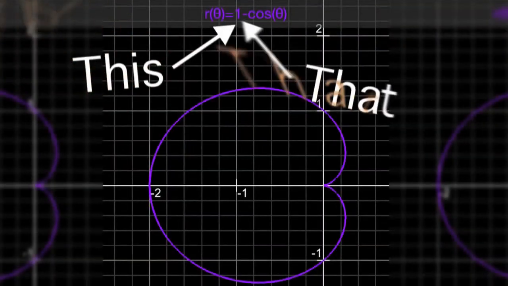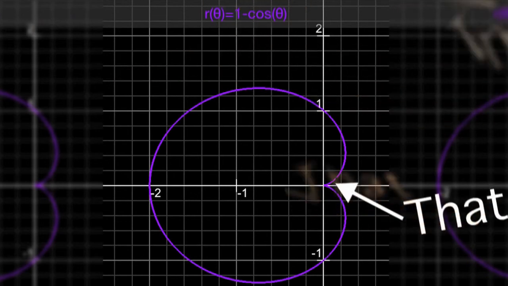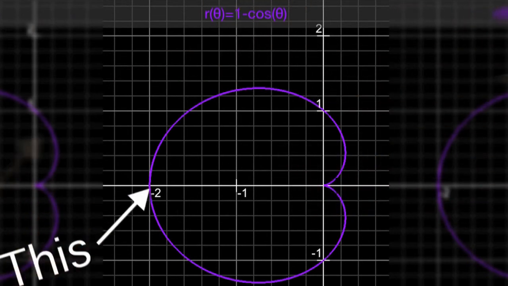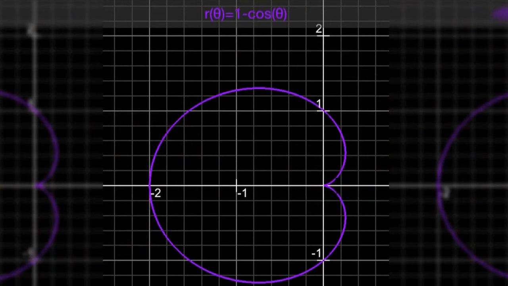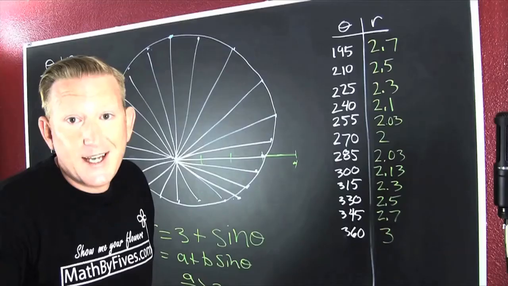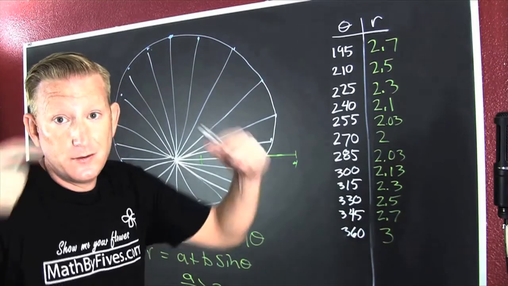1 minus cosine theta. That's a cardioid. Why? Because this matches that. So when cosine is 1, that's 0. When cosine is minus 1, that's 2. And that's why you see that shape there. It's gotta have a kink to be a cardioid.